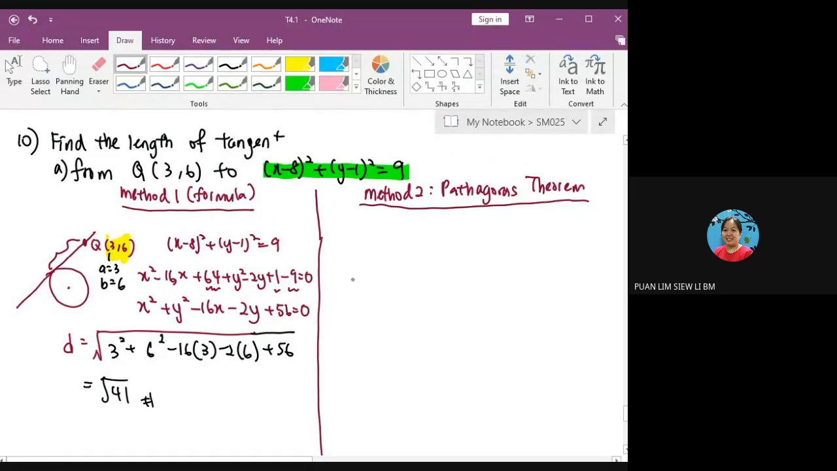Second, if you want to use Pythagoras theorem, we need to find all the lengths of the right angle triangle first. So this is the distance we want from point Q.